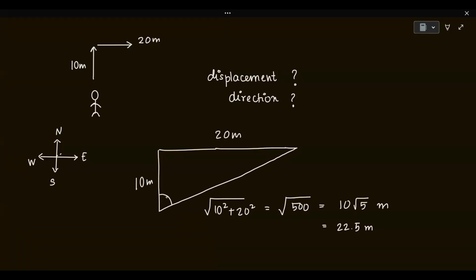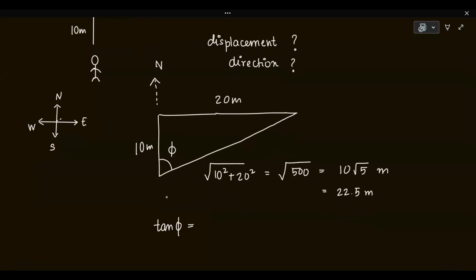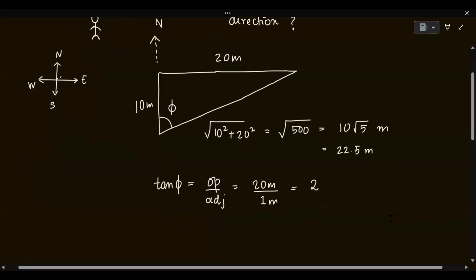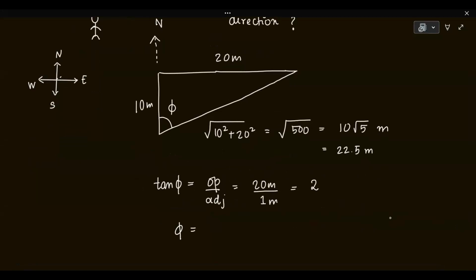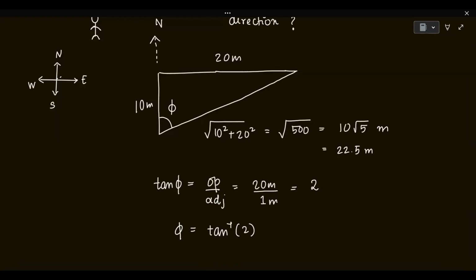Now I was asking what is the angle with the north, because this direction is essentially north. I was asking what was this angle right here? Is it 45 degrees? Well, if it was 45 degrees, then tan phi would be what? Tan phi is opposite by adjacent. Opposite is 20 meters and adjacent is 10 meters. So tan phi is 2. Tan 45 is 1, so you cannot say this is northeast. It's a different angle. Now, if I plug this in a calculator, phi will be tan inverse of 2. Let me quickly plug this in.